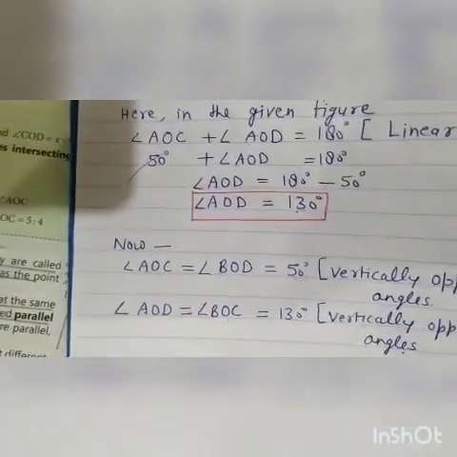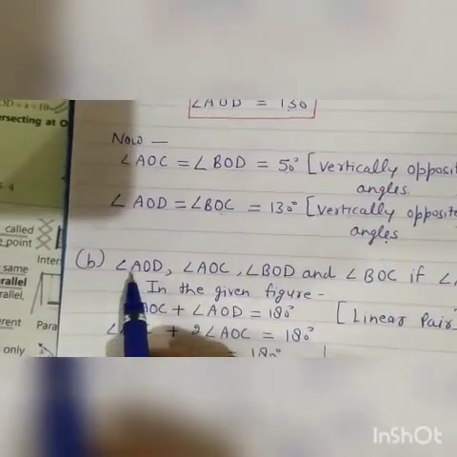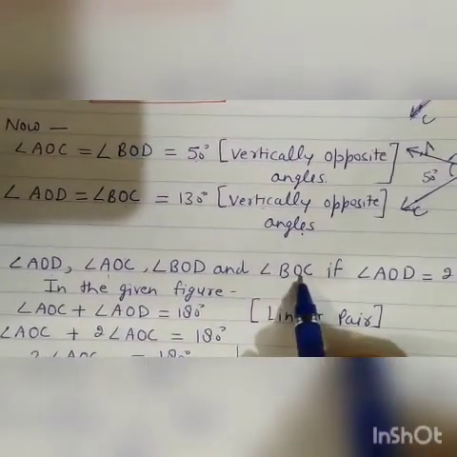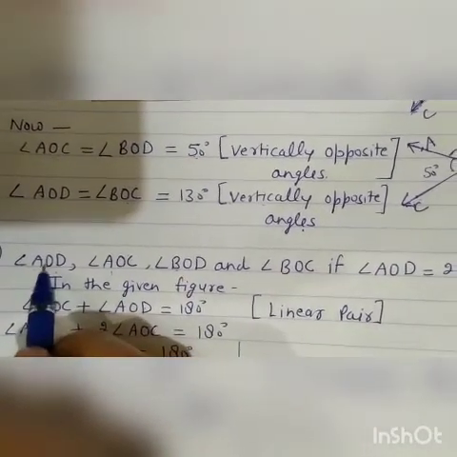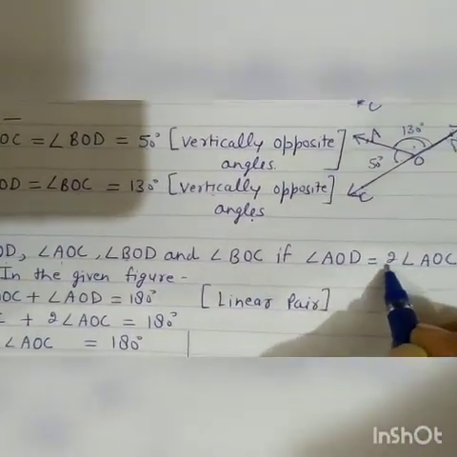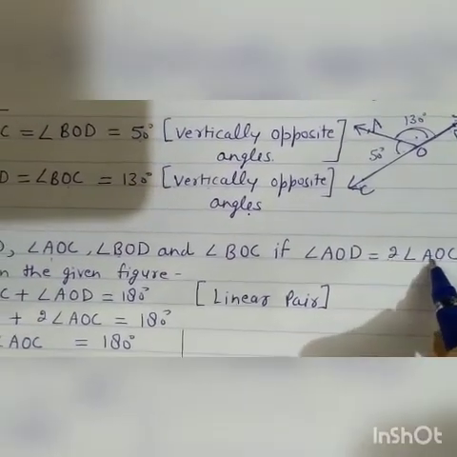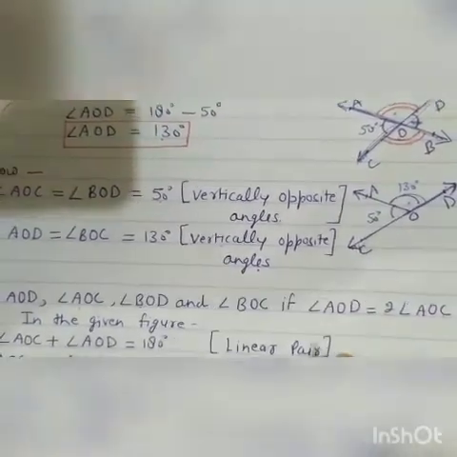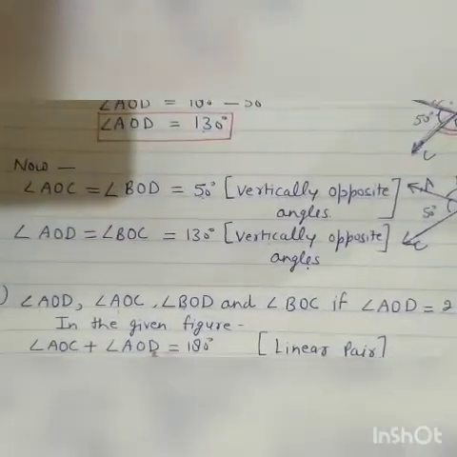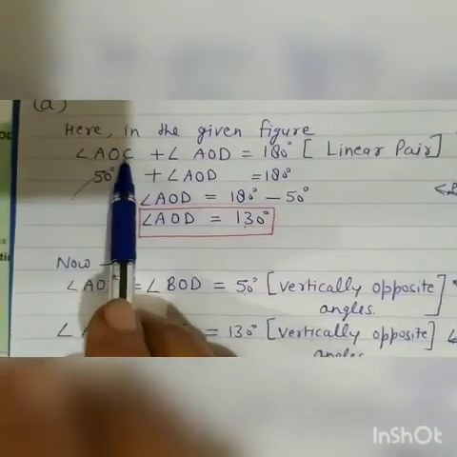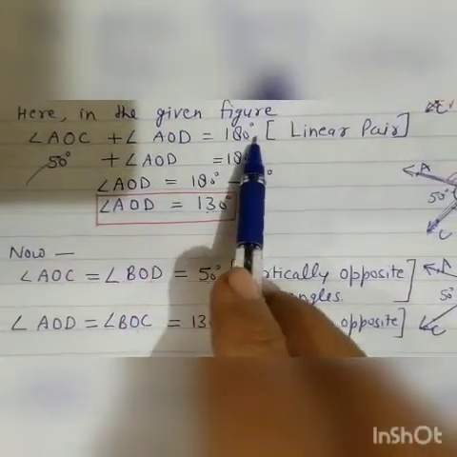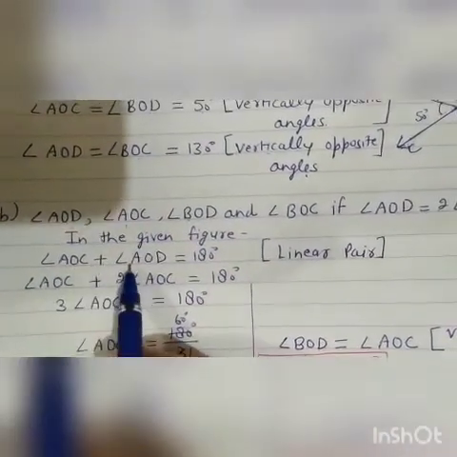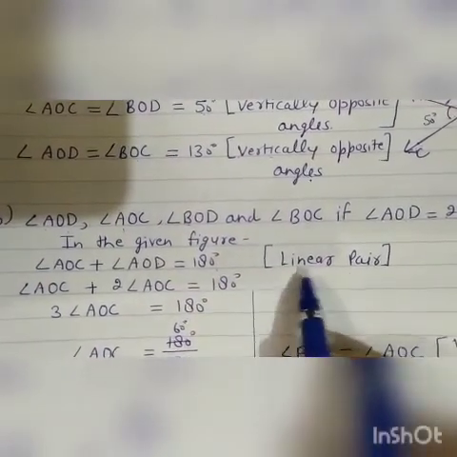Now come to B part. In B part we have to find out angle AOD, angle AOC, angle BOD and angle BOC. All four angles we have to find out. If angle AOD is equal to twice angle AOC. Figure is same, this one figure. So again we will take the same line, angle AOC plus angle AOD equal 180 degree, linear pair. We will write here angle AOC plus angle AOD equal 180 degree, linear pair.